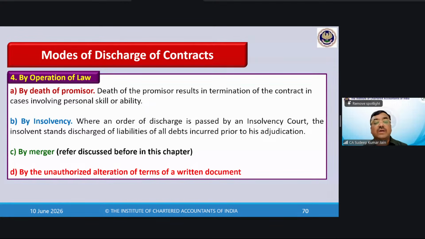By unauthorized alteration of the terms of a written document. If a document is written regarding the contract and you make any unauthorized alteration, like the contract was 1 lakh and you add 10, with unauthorized alteration, the contract will be discharged.